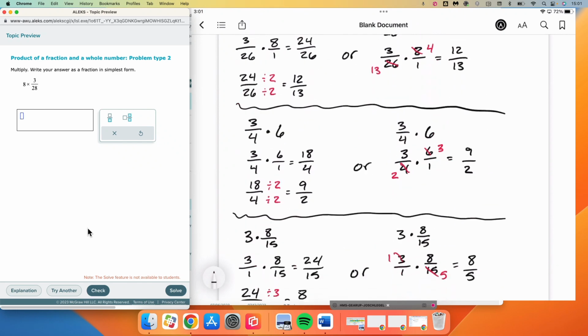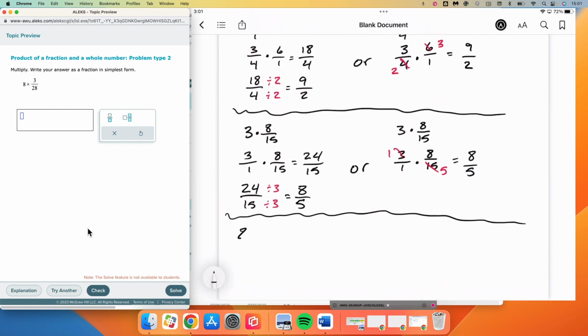So 8 times 3 over 28. It's going to be rewritten as 8 over 1 times 3 over 28, which is going to give me 24 over 28. Now, simplifying 24 over 28, we need to see that those are both divisible by 4.